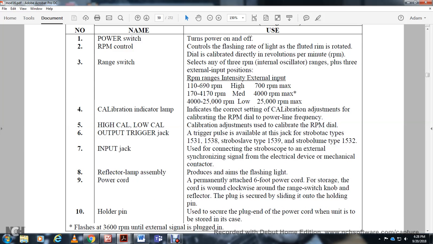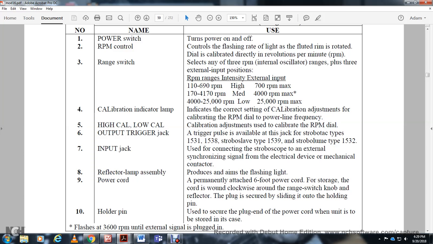Calibration indicator lamp: the indicator of the correct setup of the calibration. Adjust the calibration RPM dial with the power frequency, high cal, low cal. Adjust the calibrated RPM dial. Output trigger: trigger pulse available at the jack, with strobe types 1531, 1538, and the strobe slave 1539. Strobe type 1532 has an input jack for connection to a scope, the external synchronizing signal, an electronic device, or a mechanical contactor.